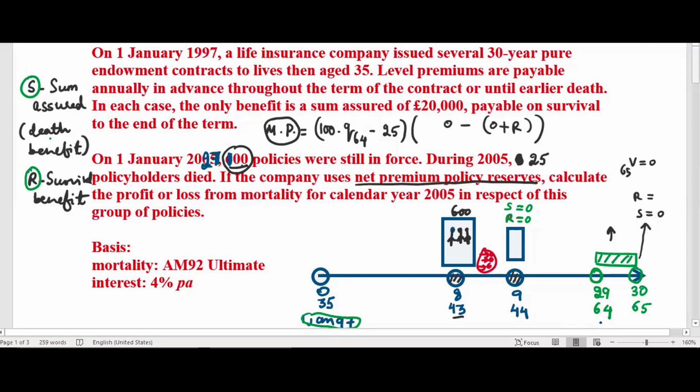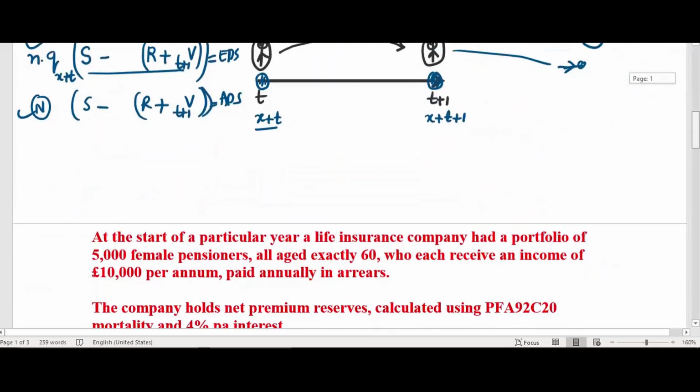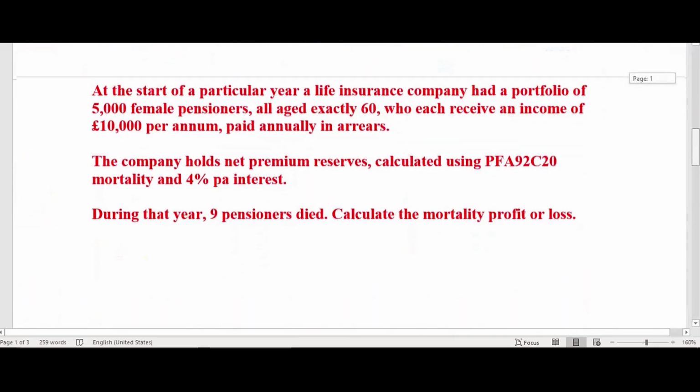So now you can use the 20,000 amount given. 30-year pure endowment contract, 20,000, this one. So you can use this way. This will be minus 20,000. And you need not find reserve also here because this is the last year, there will be no reserve. Reserve is 0. So this will be minus 20,000. That's all. You multiply to this, then you will be able to know mortality loss or profit. Now let's go to the next problem.